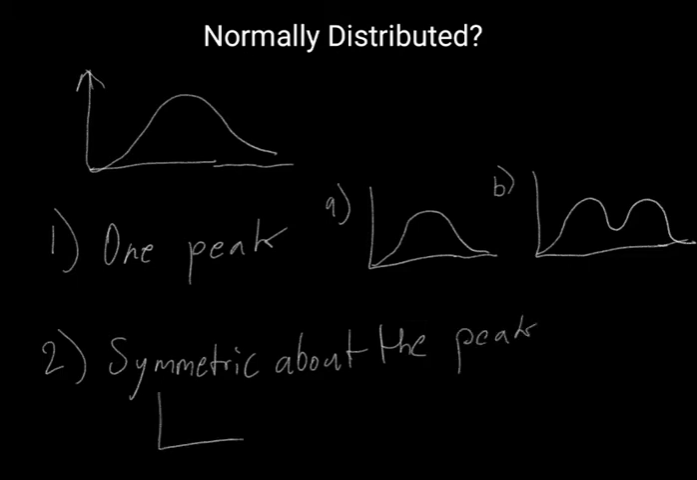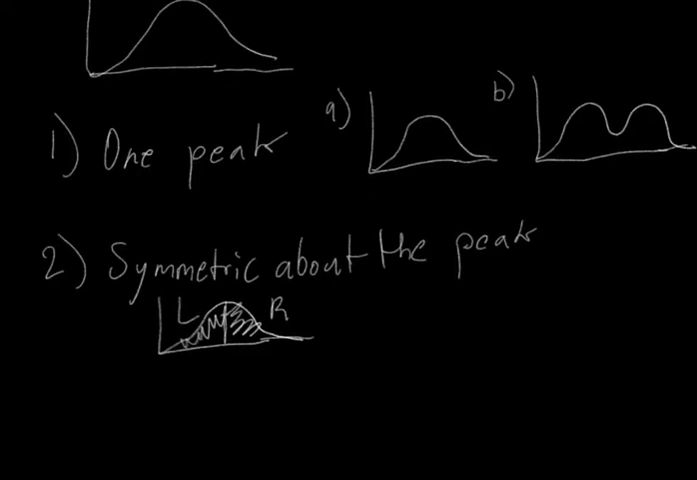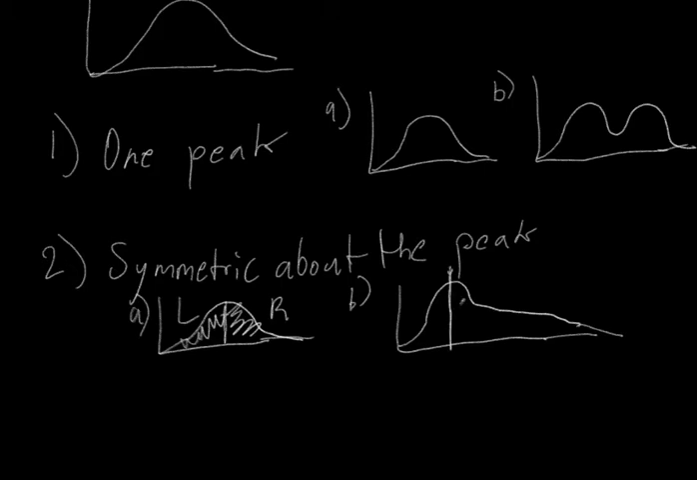which means that if we have a peak and then we were to draw a line through the center, both the right-hand side of the peak and the left-hand side look the same. And so an example where this is not the case is a graph like this, where if you were to draw a line down the center of the peak, you see that the right-hand side does not look like the left-hand side.